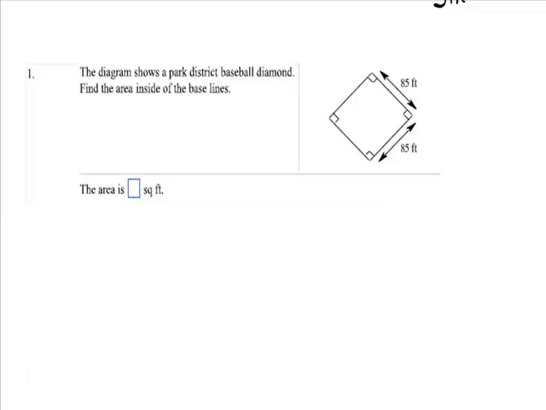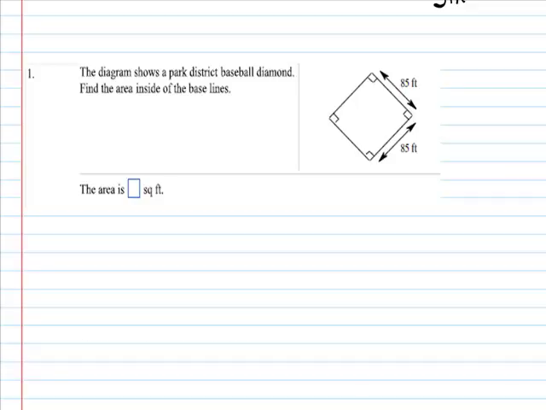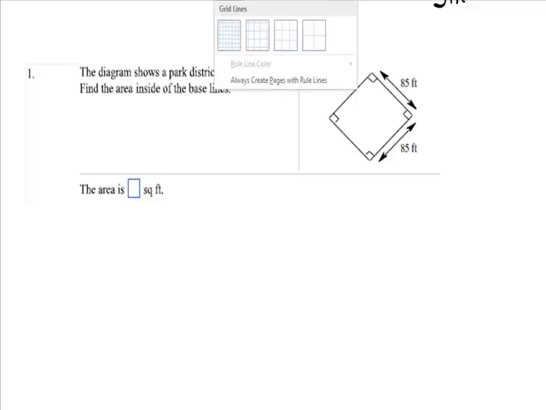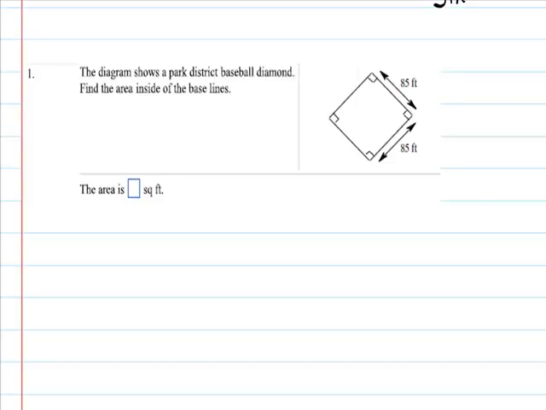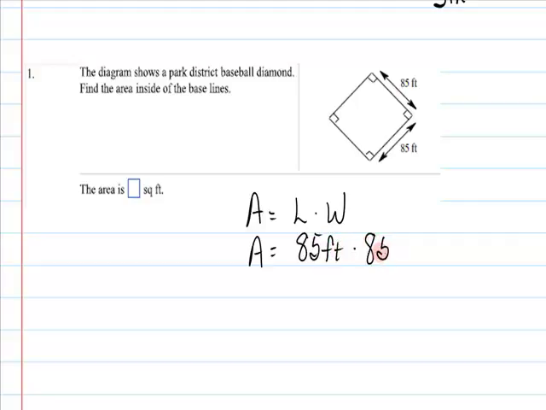Give myself a little room and get some notebook paper. I think I will make my lines a little bit bigger. All right, the diagram shows the Park District baseball diamond. Now a diamond has the same characteristics as a square. Find the area inside the baselines. Okay, area is length times width. Area is 85 feet times 85 feet.